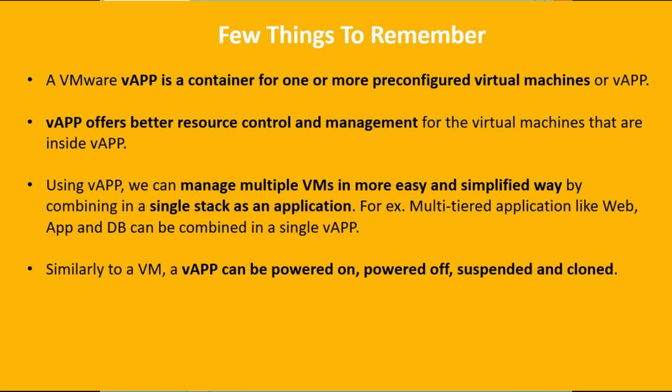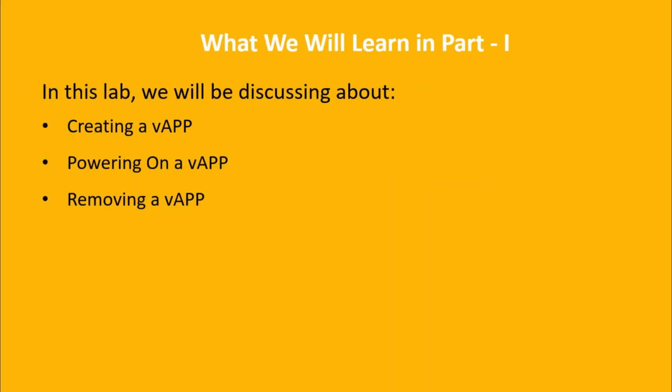Using vApp, we can manage multiple VMs or disparate VMs in a more simplified way by combining them together in a single stack as an application. For example, a multi-tiered application like a web server, application server, and DB server can be combined together in a single vApp. Similarly to a VM, it can be powered on, powered off, suspended, or even cloned. In this particular lab, we will be discussing the step-by-step procedure of creating, powering on, and removing a vApp.